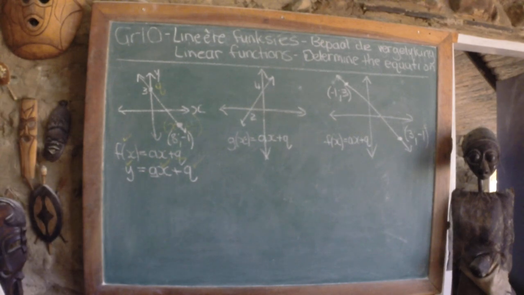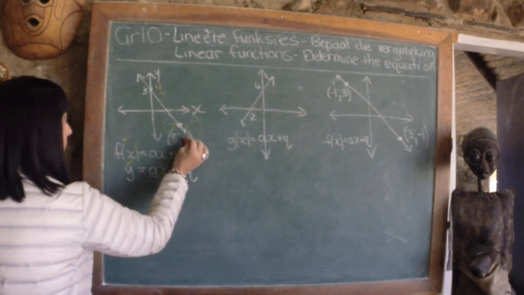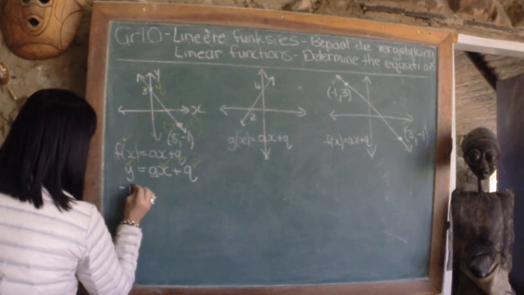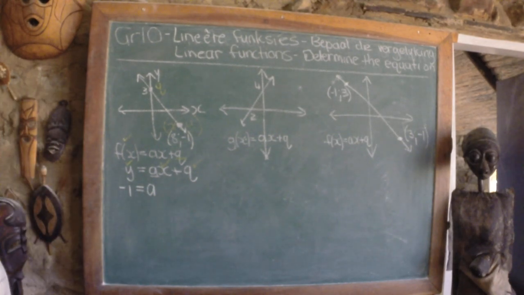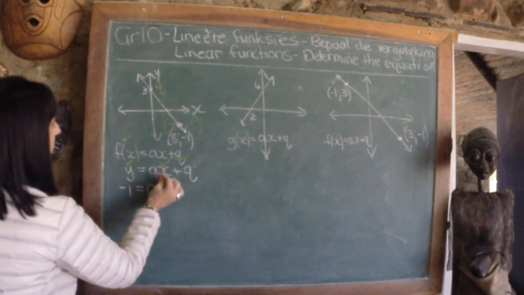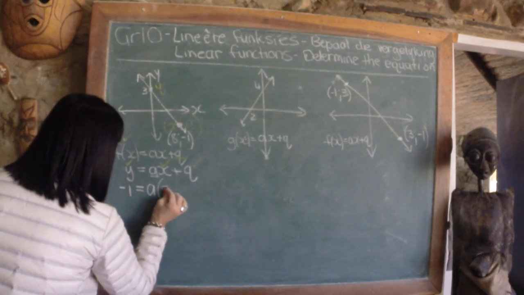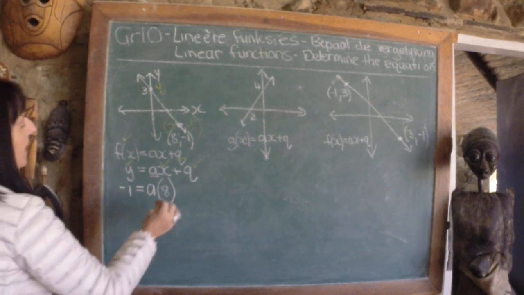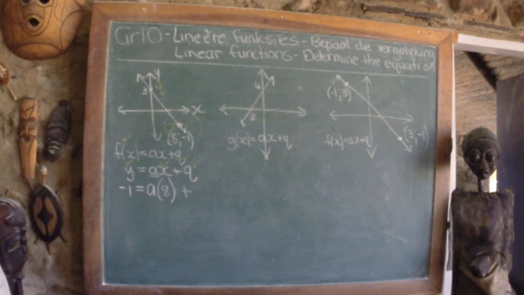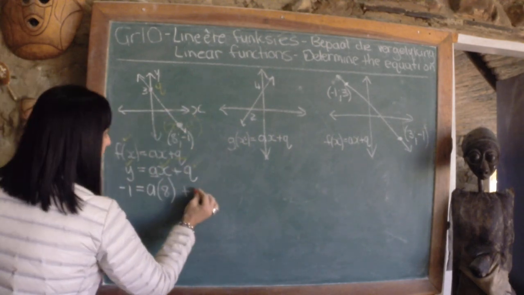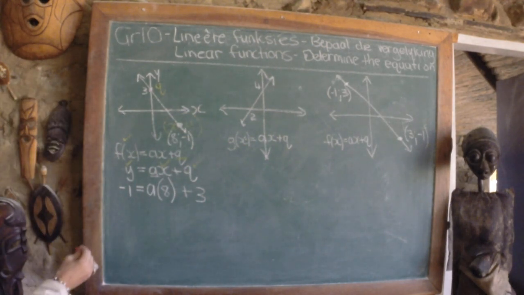Ek gaan maklik daai a-waarde kry deur net substitusie te doen. Ons sit y in y se plek. Ek het nie vir a nie, I want to determine the value of a. Ek het vir x, wat 8 is, substitute in brackets, and y in brackets over there because there's multiplication between, and q is my waarde 3. So now I can determine the value of a.